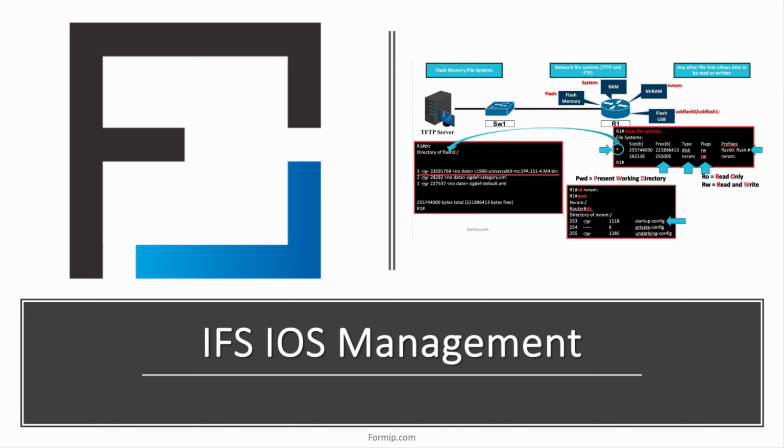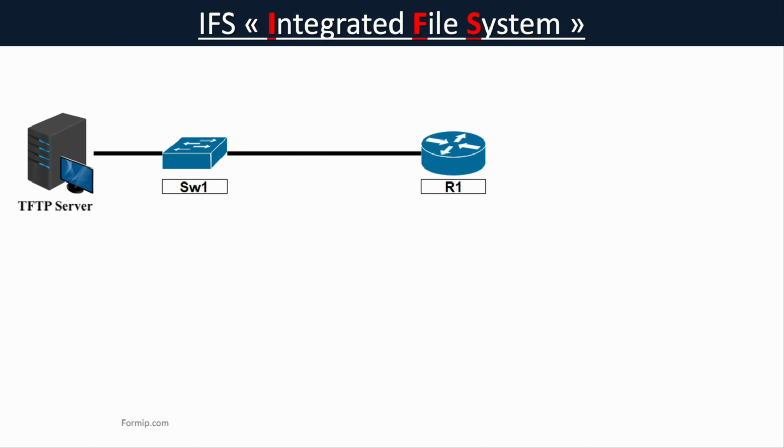IFS IOS Management. IFS stands for Integrated File System. Network availability is the most important thing for a company. This availability can be compromised if there are errors in the router's configuration file. Malicious people who have access to the network device can very well modify or delete the configuration files, or even touch the IOS directly. That is to say, the operating system.